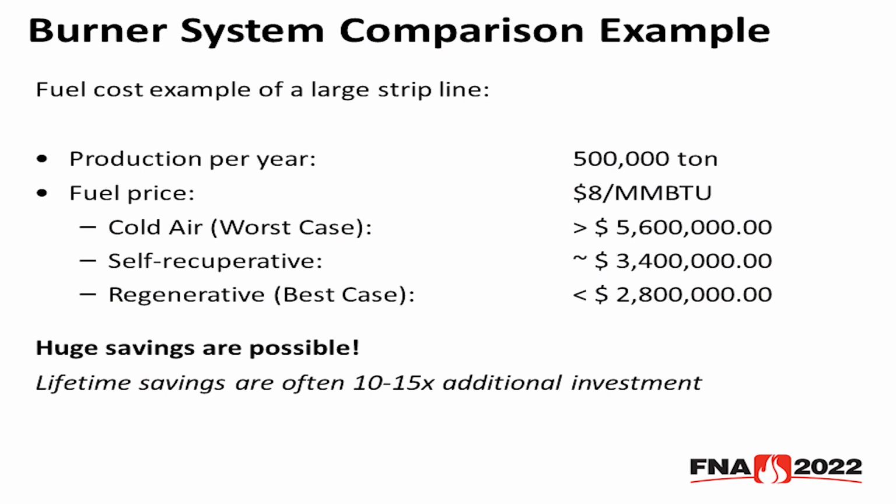So if you want to run 500,000 tons of strip per year, fuel price of $8 again, with a cold air system, you're going to spend more than $5.6 million on fuel. With self-recuperative, you can cut that to 3.4, and with regenerative, it drops to less than 2.8 million. So once again, 50% or more on the savings. So yeah, the savings can be huge. They often amount to 10 to 15 times the additional cost of the investment over the life of the equipment.